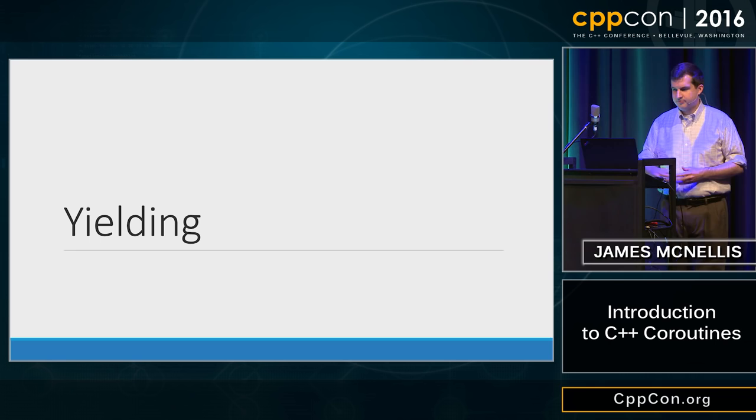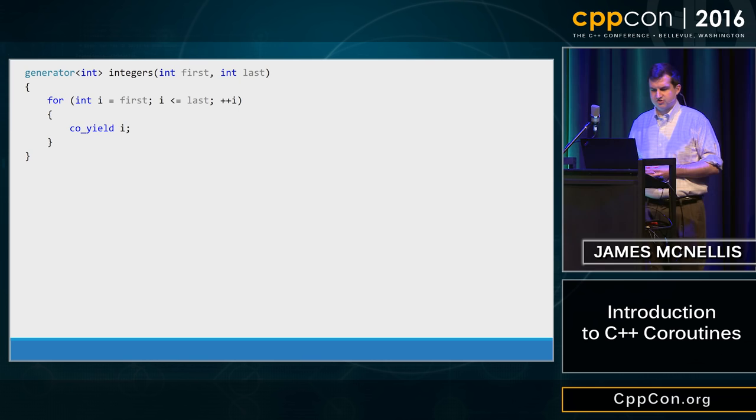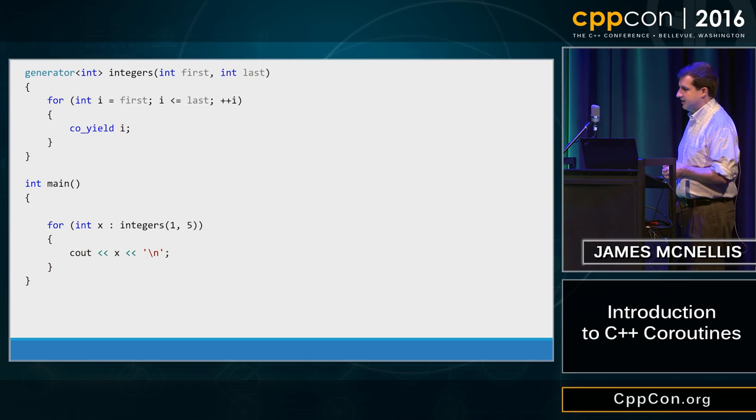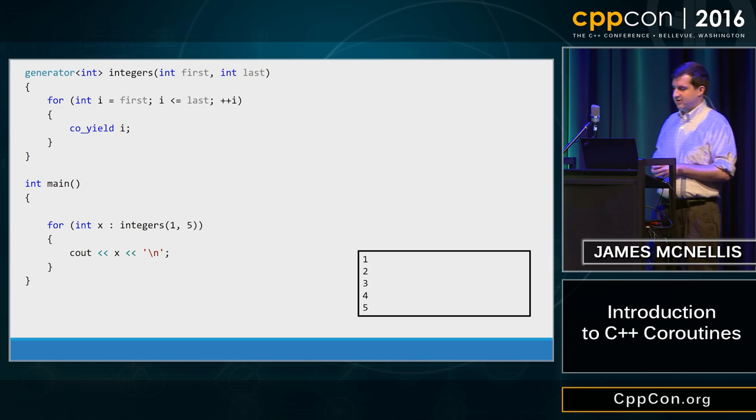Here is a little generator function called integers, and it takes in a first and a last integer, and it's going to return all of the integers in that range one at a time each time it's resumed. So here's a function that might use it. Here we have a range-based for loop with an int variable x. And when we run this program, it's going to print out 1, 2, 3, 4, 5.